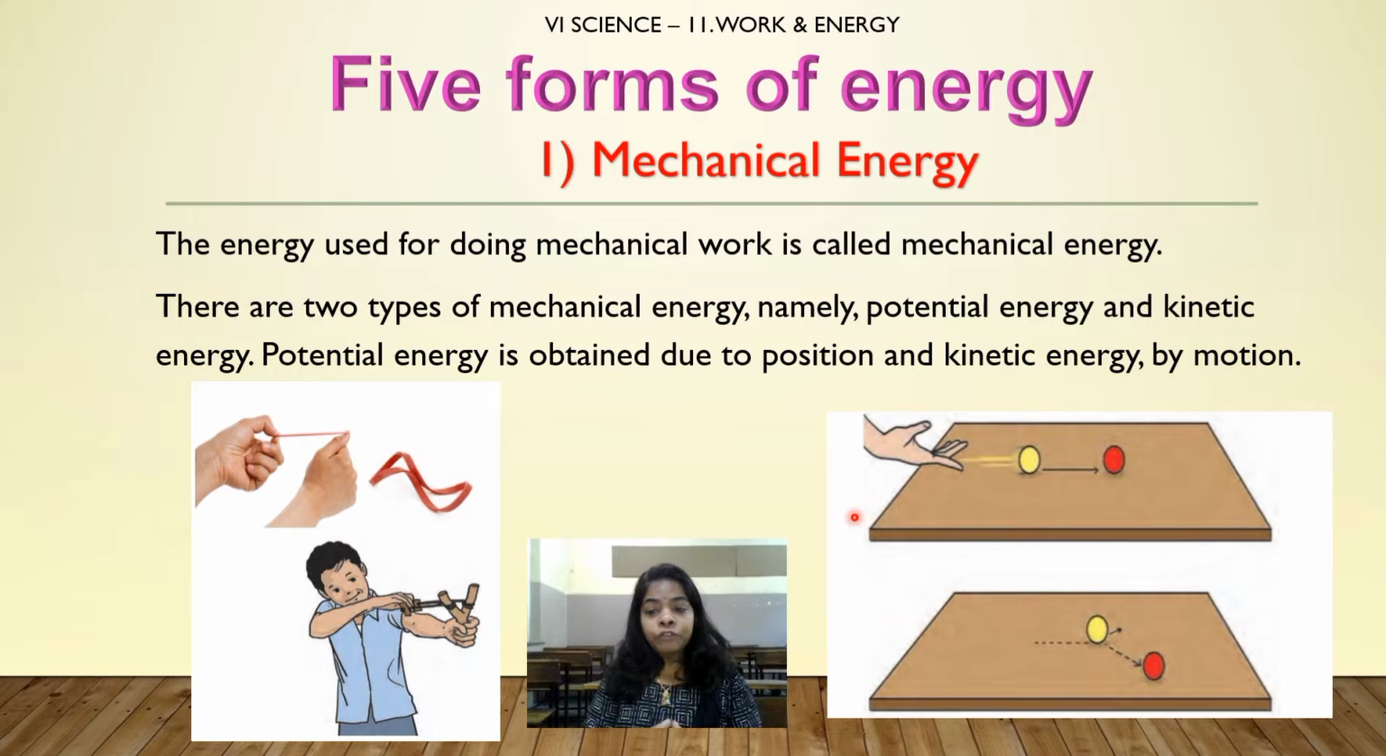So children, if the object is kept at a height or if you are stretching that object, you are changing the original position of the object, then that object tends to go back in its original form and in its original place. So it has potential energy. If you change the shape of the object, then it is having potential energy, which means it will have the tendency to go back in its original form. And kinetic energy is because of motion. When any object is moving, we say that it is having kinetic energy.